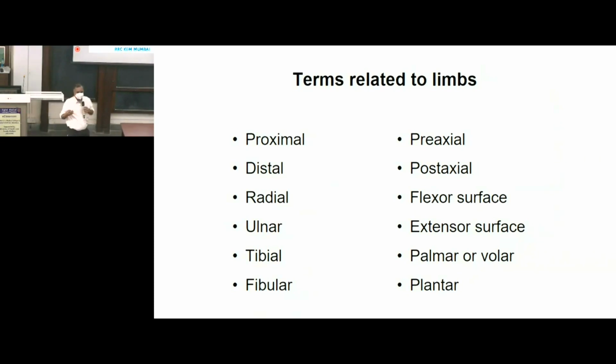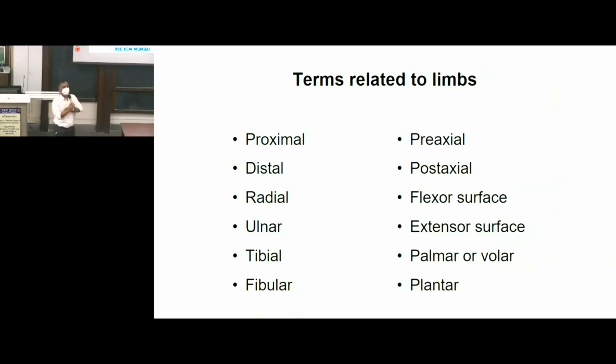Flexor surface and extensor surface. This is with respect to which group of muscles lies on that surface. So for the upper limb, the anterior surface is referred to as flexor surface because flexion means bending. So muscles which will bend will be in front. So this surface is called flexor surface. Whereas the posterior surface is referred to as extensor surface. For the lower limb, it will be different depending on where the muscles are located. Palmar is with reference to the palm. Plantar is with reference to the sole. So structures lying on the palmar aspect, structures lying on the plantar aspect. So these are terms with reference to limbs.